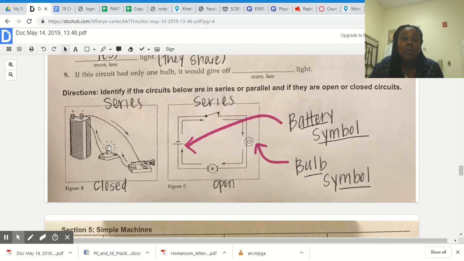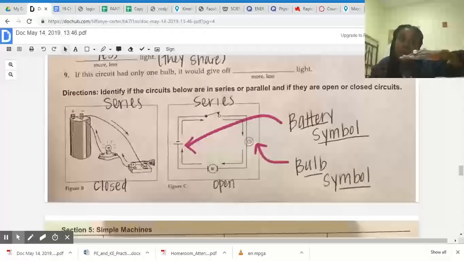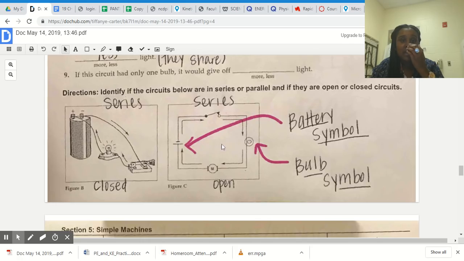So if this light went out, then of course, well, it's only one light, but still, say we added a second light to this, then if one went out, the other one wouldn't receive electric current. So this is a closed circuit because the switch is closed. So remember, if I have a closed circuit, my electricity is flowing. If it's open, it's not. So that's what's happening in our schematic diagram here.